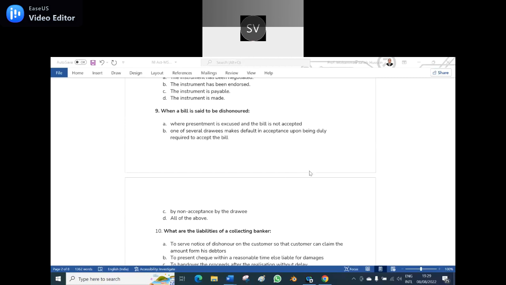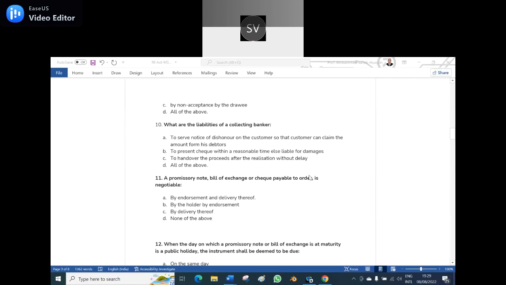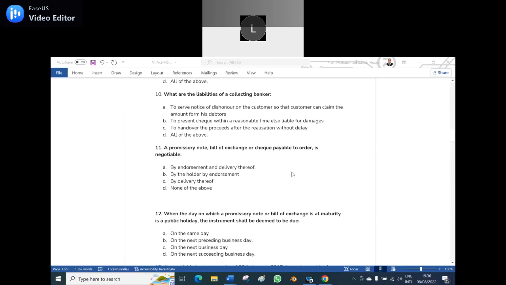10th question, what are the liabilities of a collecting banker? Option A, to serve notice of dishonor on the customer so that customer can claim the amount from his debtors. Option B, to present check within a reasonable time else liable for damages. Option C, to hand over the proceeds after the realization without delay. Option D, all of the above. Option D, all of the above. Yes, option D is the correct answer. These are the liabilities of a collecting banker.